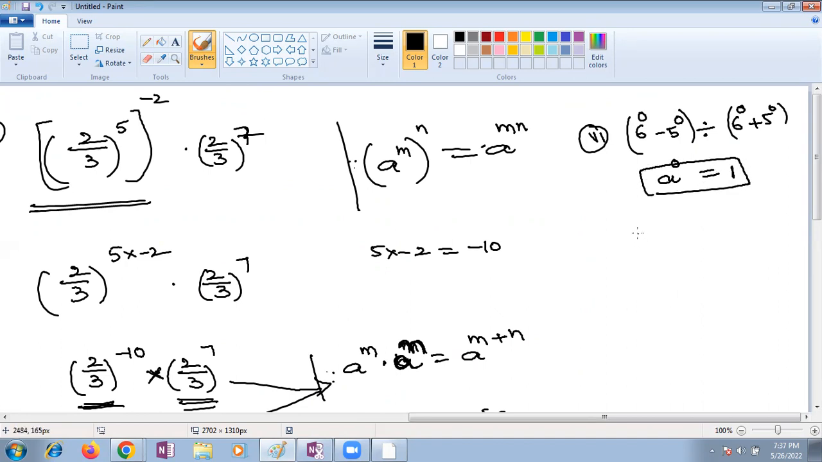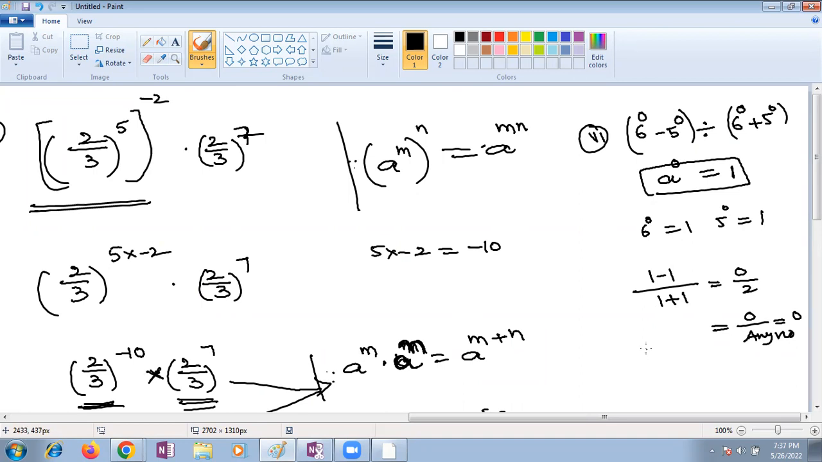Based on this, we are writing 6 power 0 is 1, 5 power 0 is also 1. So 1 minus 1 divided by 1 plus 1, so it's 0 by 2. 0 divided by any number is 0. Denominator 0 means undefined. Numerator 0 means 0. Remember.